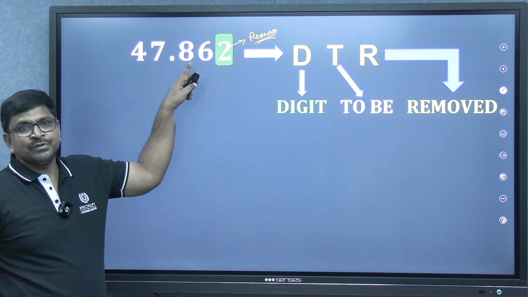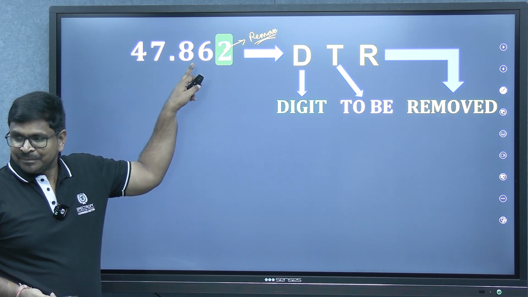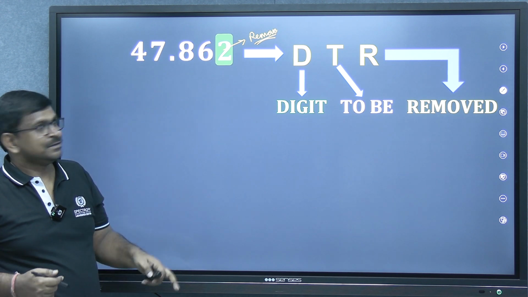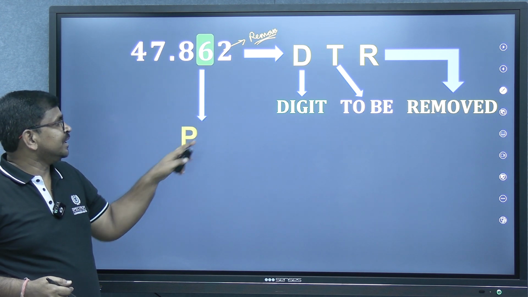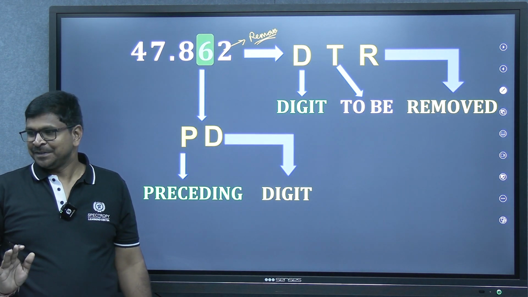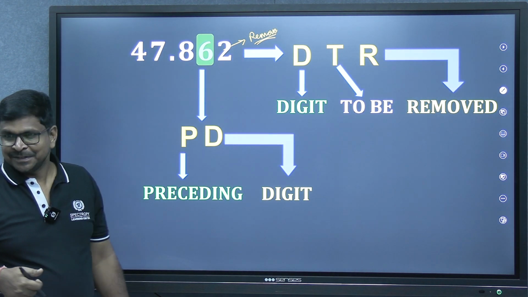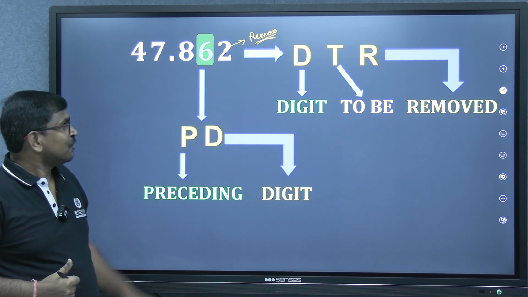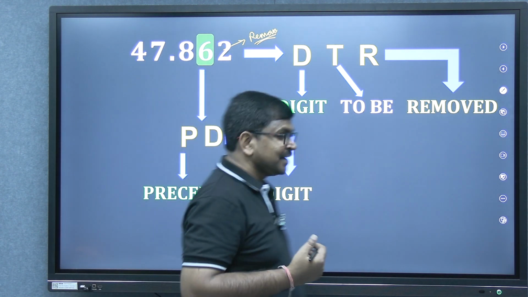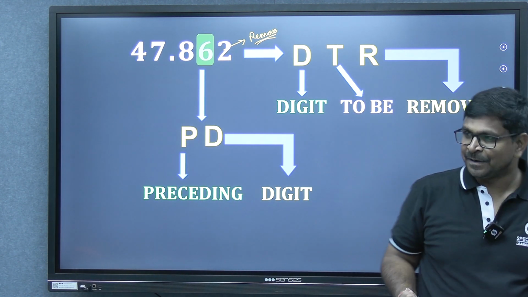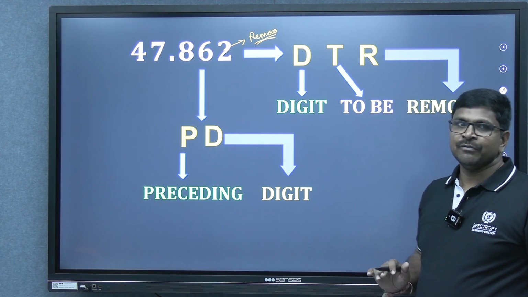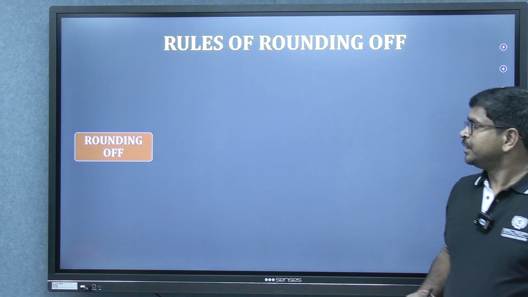So for this, is the 6 the preceding digit or the succeeding digit? Preceding digit. So this 6 is called PD. What is P? Preceding. What is D? Digit. I hope you are very clear about the terminology here. What is DTR? Digit to be removed. What is PD? Preceding digit. Yes, now we are very clear. Rules of the rounding off.